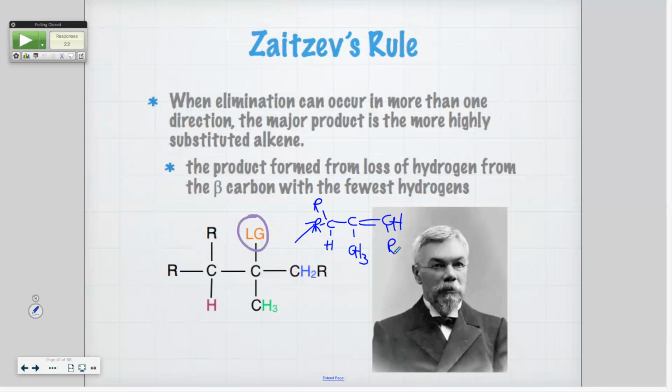Okay, see what we did? We lost this and a blue hydrogen and made a double bond. So how substituted is that double bond? Look at this carbon here. How many R groups does it have on it? 1, 2. Look at this carbon here. How many R groups does it have on it? 1. So this is tri-substituted. It's substituted 3 times.